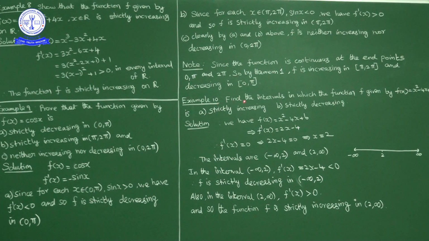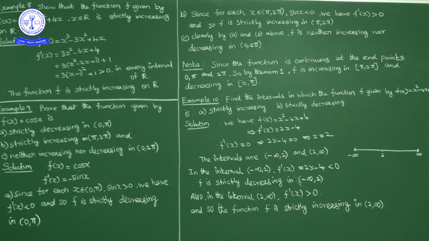Example 10. Find the intervals in which the function given by f of x equal to x square minus 4x plus 6 is strictly increasing and strictly decreasing. The function is increasing wherever f dash of x is positive, and decreasing wherever f dash of x is negative.